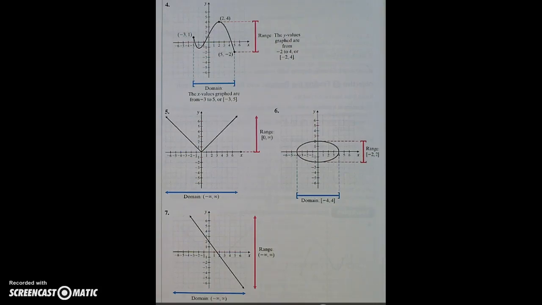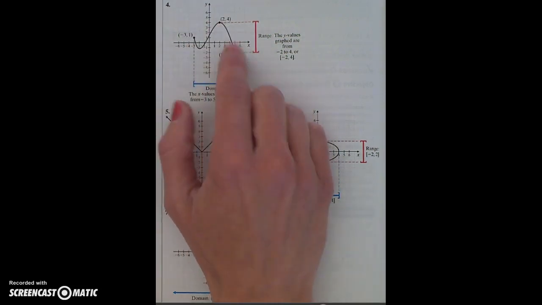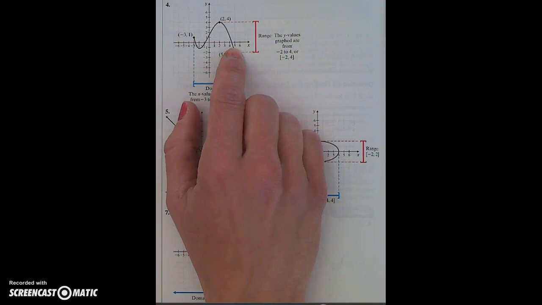I'm going to utilize 4 graphs to talk about the domain and range. In the first picture, we have a squiggly shape. Domain refers to the x values that are on the graph.